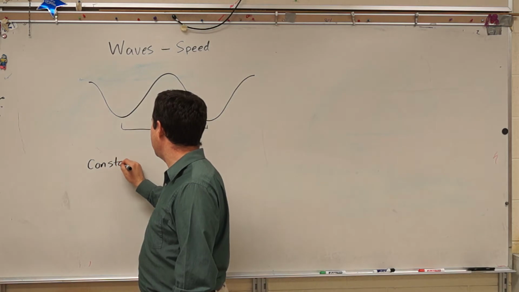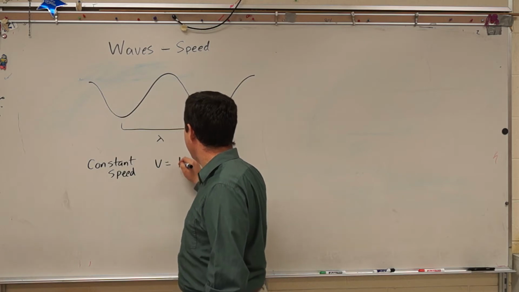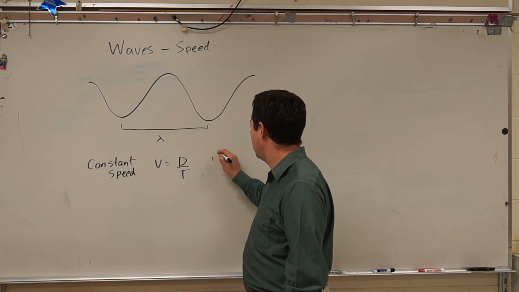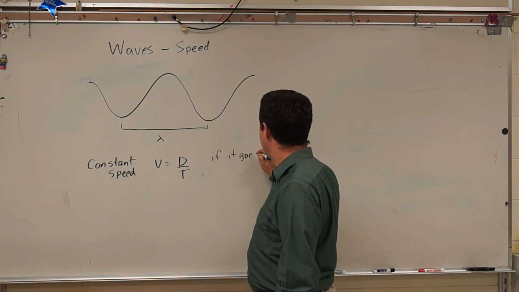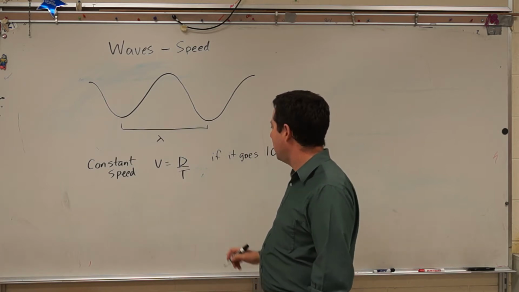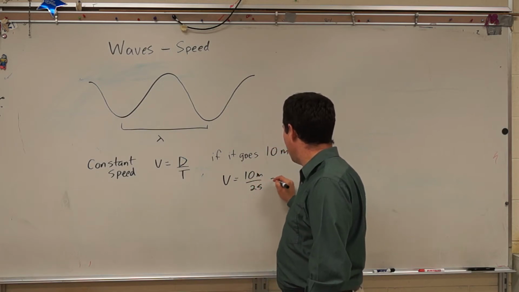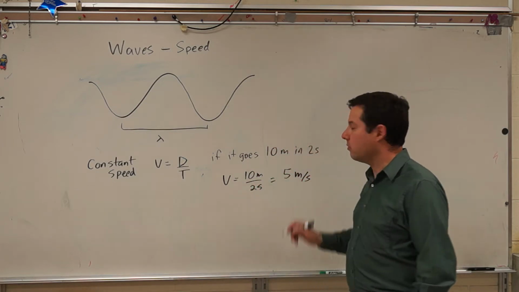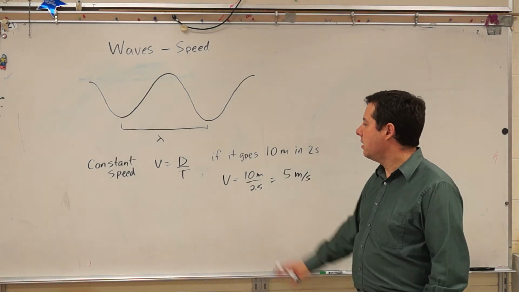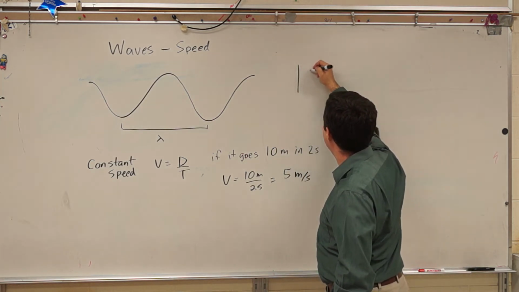So if the speed is constant, you can say the velocity or speed of a wave is distance divided by time. Meaning if it goes 10 meters in 2 seconds, then your velocity would be 10 meters over 2 seconds, or 5 meters per second, right? Pretty straightforward.